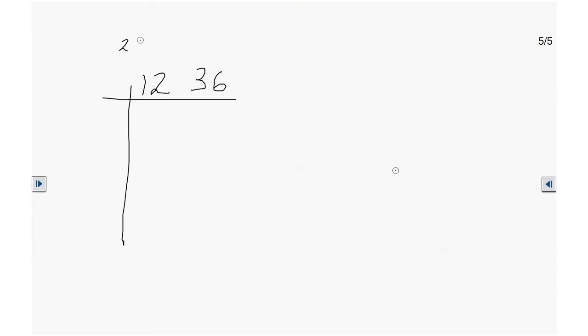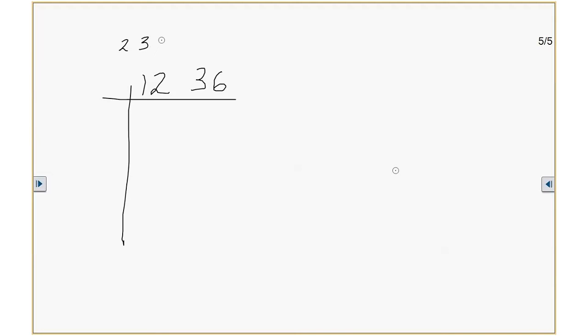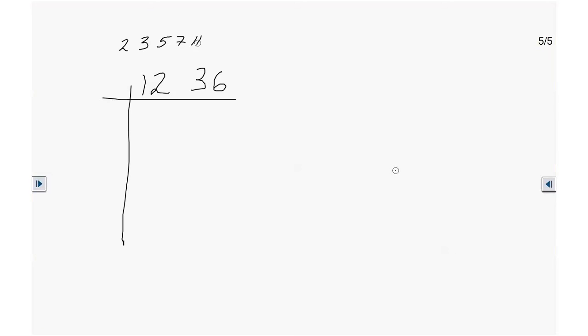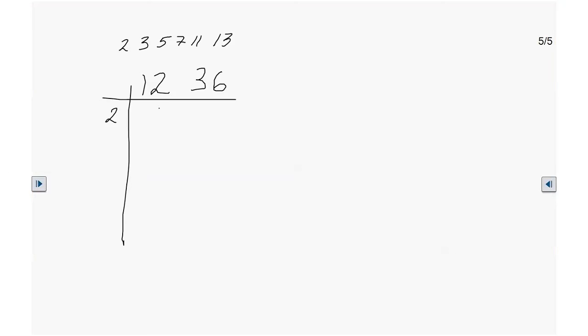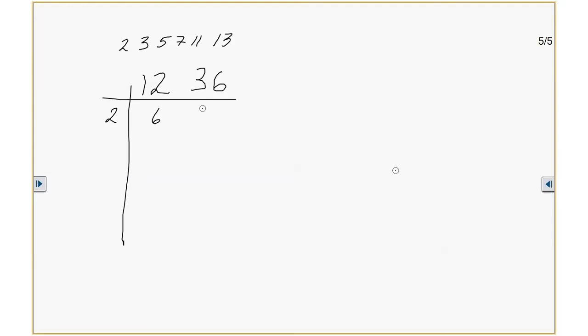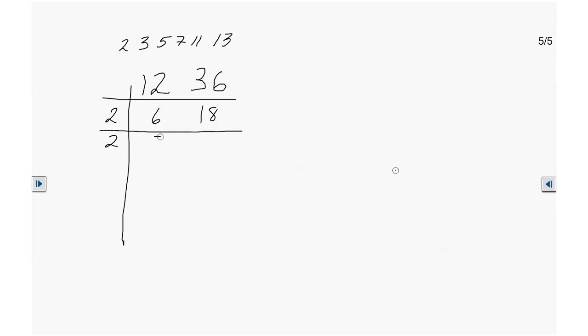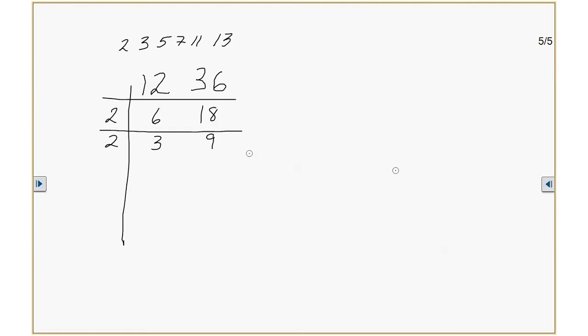2, 3, Yankees are okay. 2, 3, 5, 7, 11. That's a joke. Ha ha. 11, 13. All right, 2 going there 6 times. What's that? 18? 18. 2 will go in there 3 times. 2 will go in there 9 times.